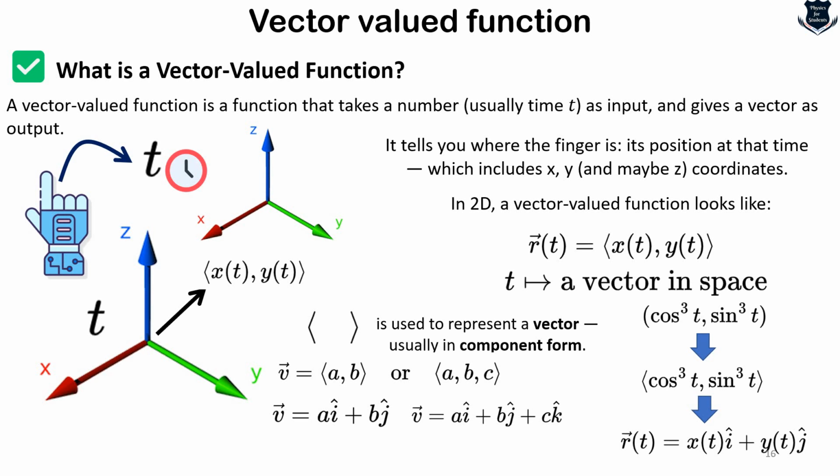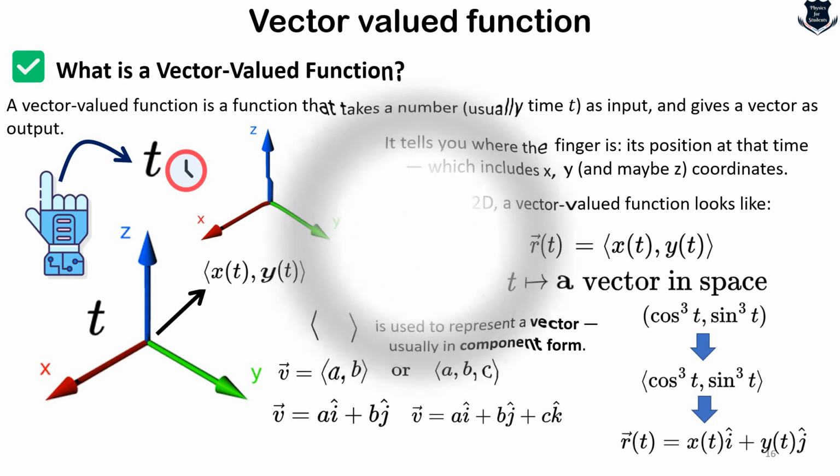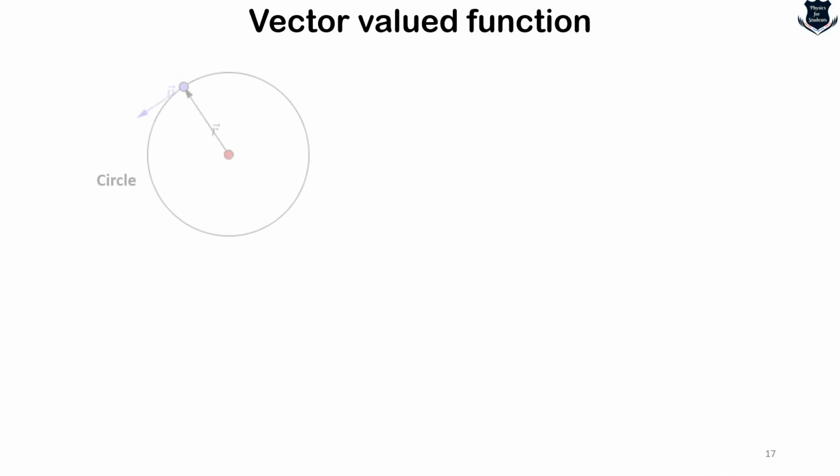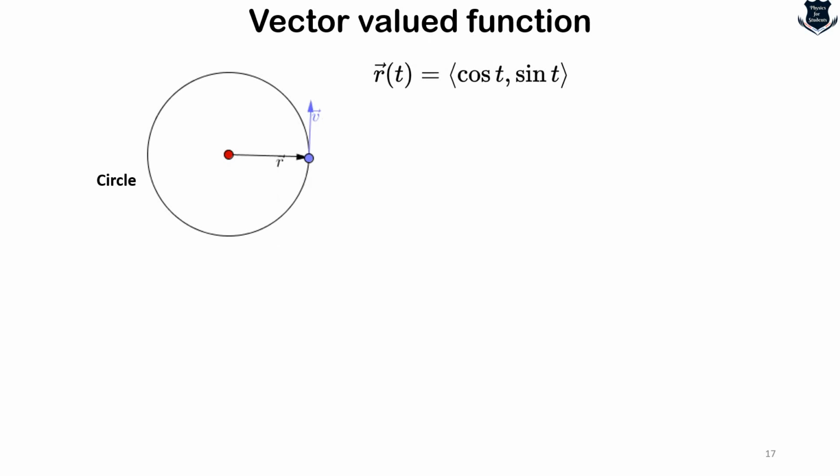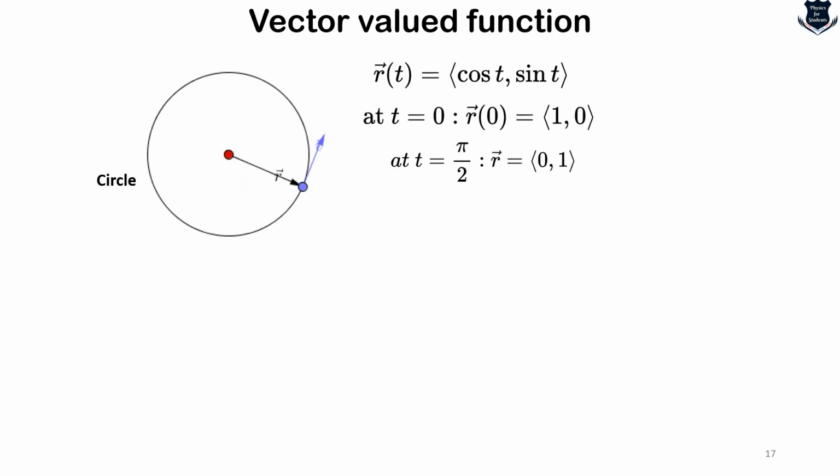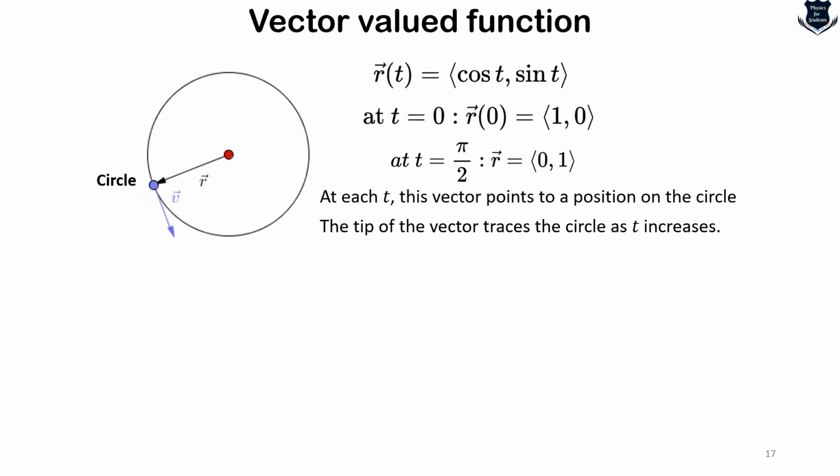Okay, so from here, as we have understood the vector valued function, let us see how the vector valued function will first look in a circle. So here is a nice animation. You can see the circle is going around. It will look simply like this, and then we will get this. So at t equals 0, it will have some value. At t equals pi by 2, it will have some value. So at each t, the vector points to a position in the circle, and the tip traces as it goes on and on as t increases.